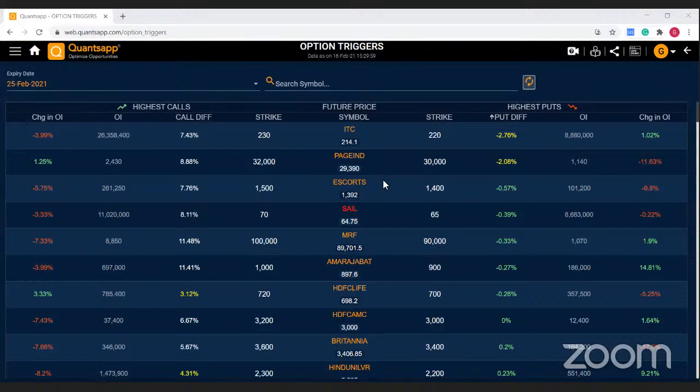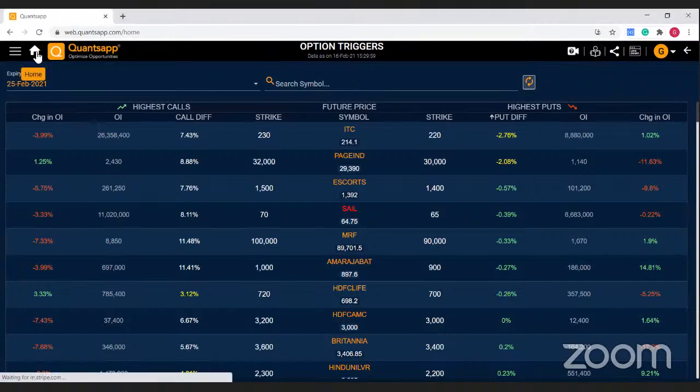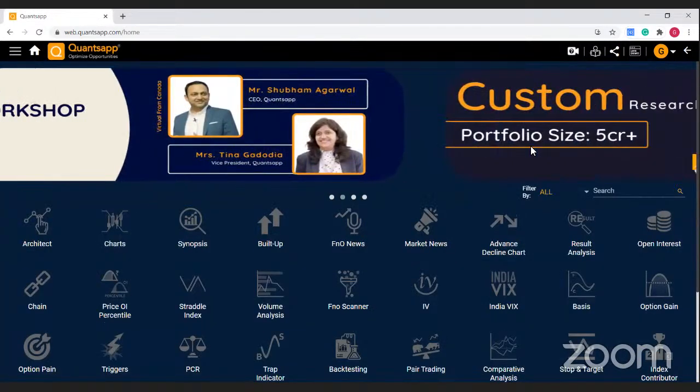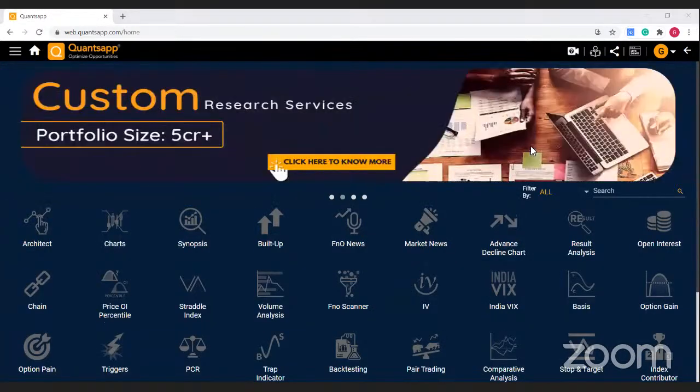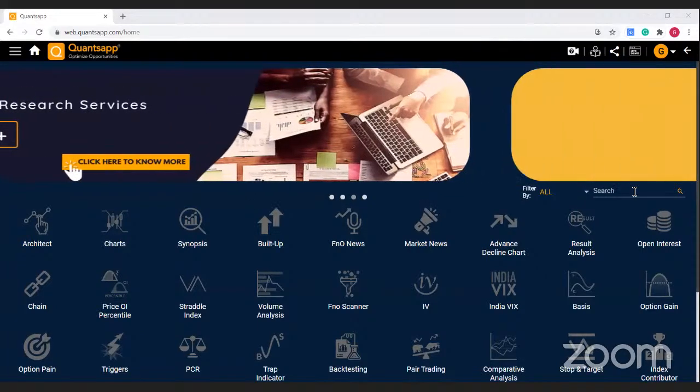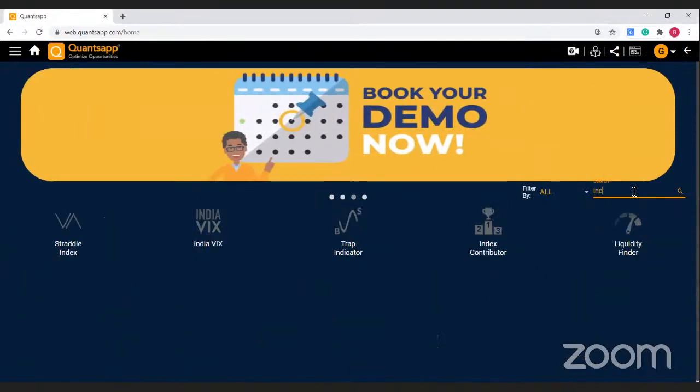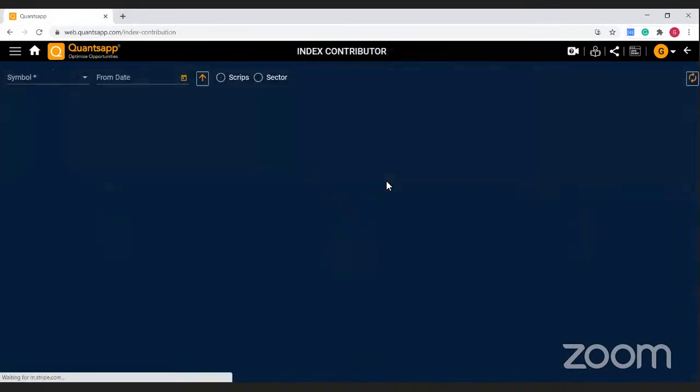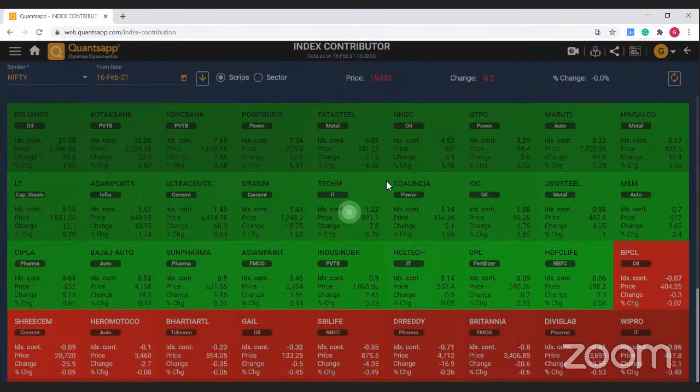Okay, so we are going good till now, and I hope you have understood this. Now we're going to move to the next tool that we are taking for the demonstration. So we're going back to the home section, index contributor. This is a very interesting tool.